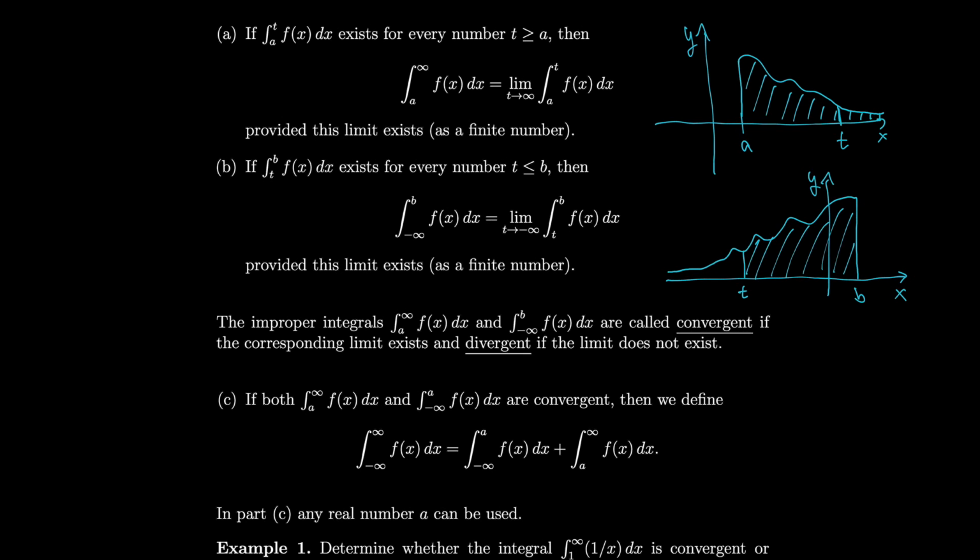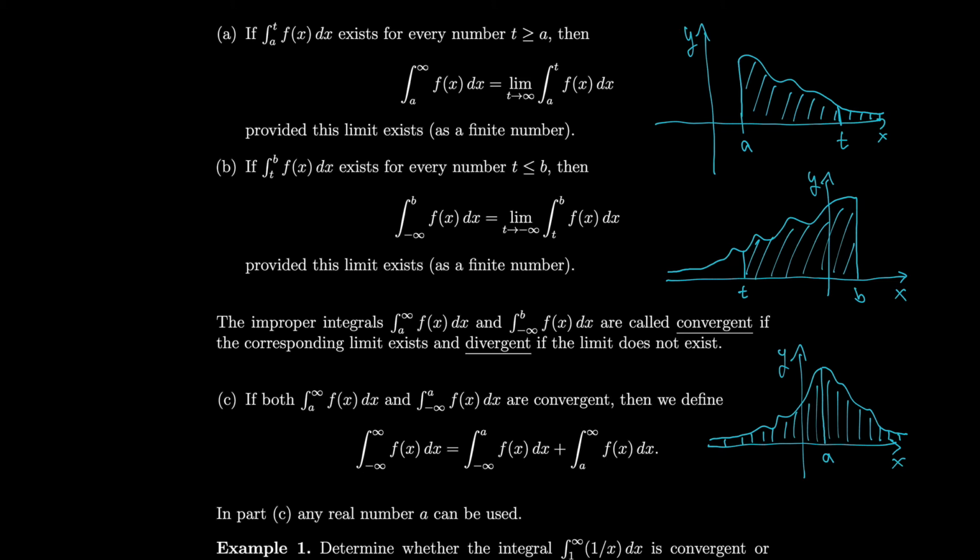Then, if both of these exist, if the integral from minus infinity to a and from a to infinity exist, it looks something like this. Let's say that here's a, which is equal to b in this case, and it goes off like that, and then it goes off like that. Then we can combine the two integrals, and we can get the area underneath the curve. So in this case, this is an integral from minus infinity to infinity. It's just the two of these combined.